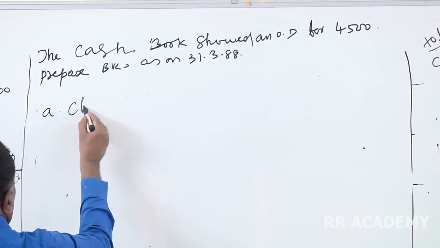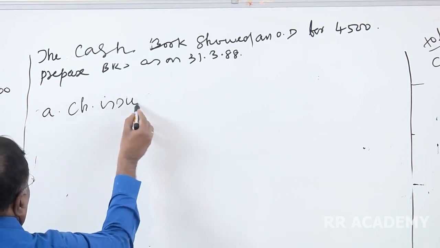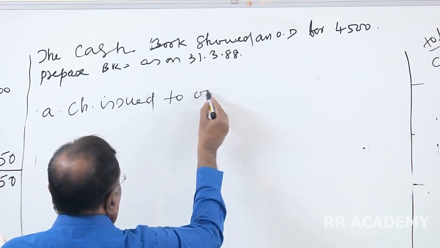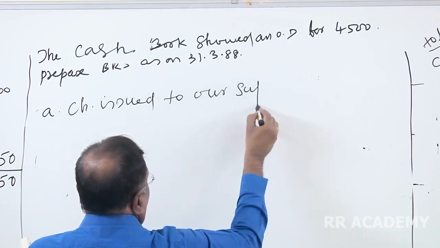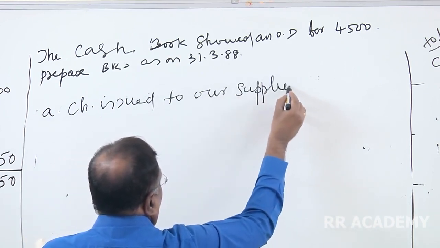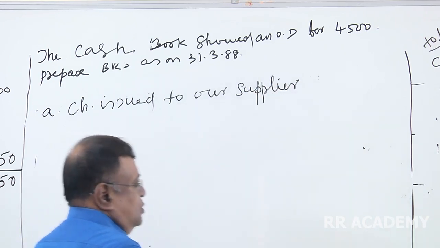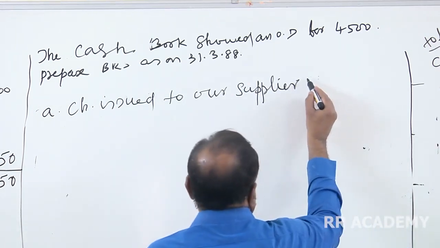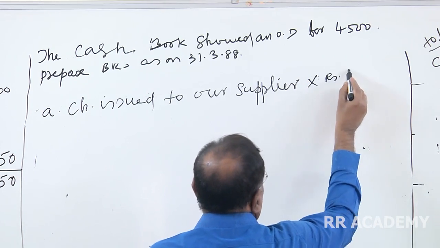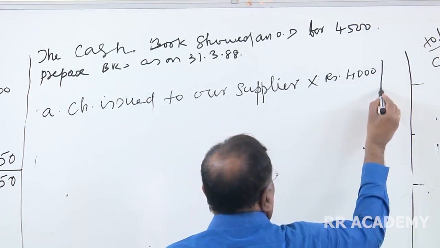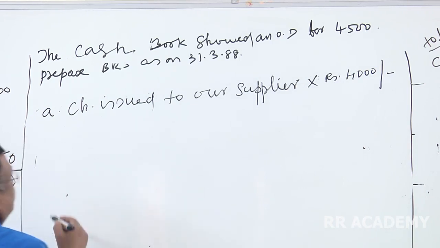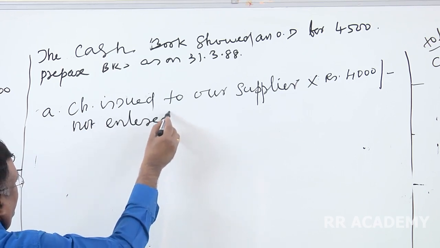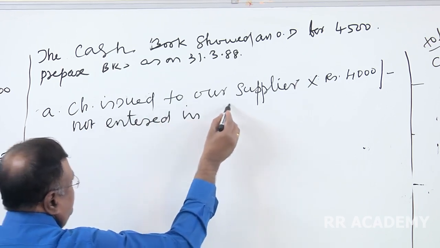A. Check issued to our supplier, X rupees 4,000, not entered in cash book.